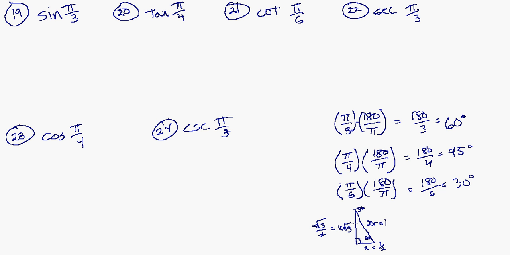alright, so let's look at it first of all from pi over 3. Let's look at it from the 60 degrees. Sine is going to be opposite over hypotenuse, which is going to be the square root of 3 over 2 over 1. So that's simply the square root of 3 over 2.